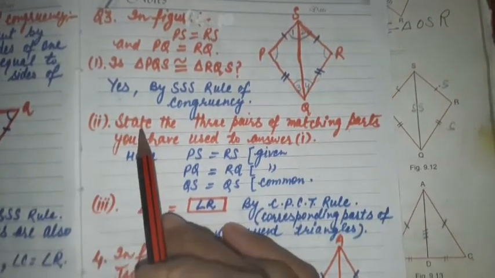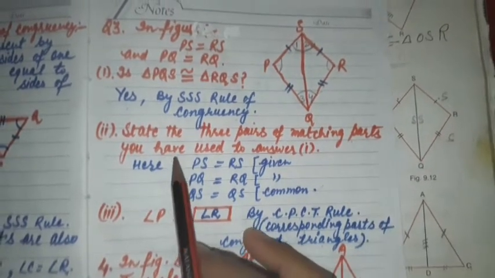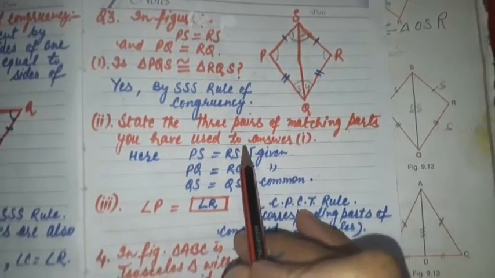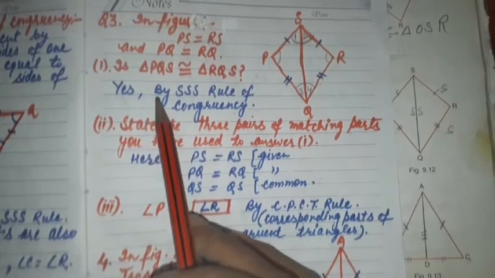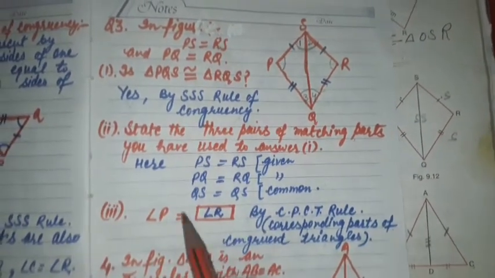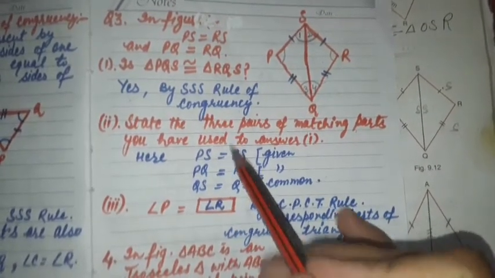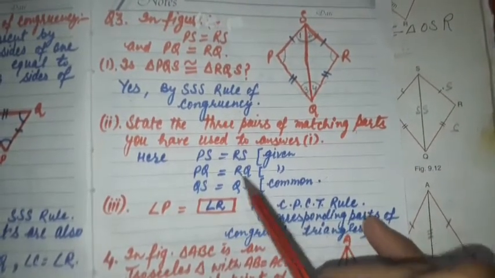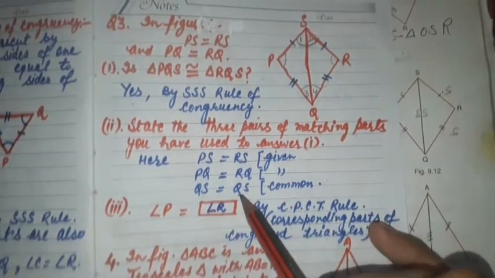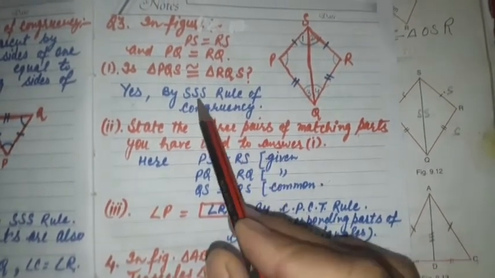Now the second part: state the three matching parts you have shown to represent that the first part is congruent by SSS rule. The congruent parts are PS equal to RS, which is given, PQ equal to RQ, which is also given, and QS, which is common to both. Therefore these two triangles are congruent by SSS rule.